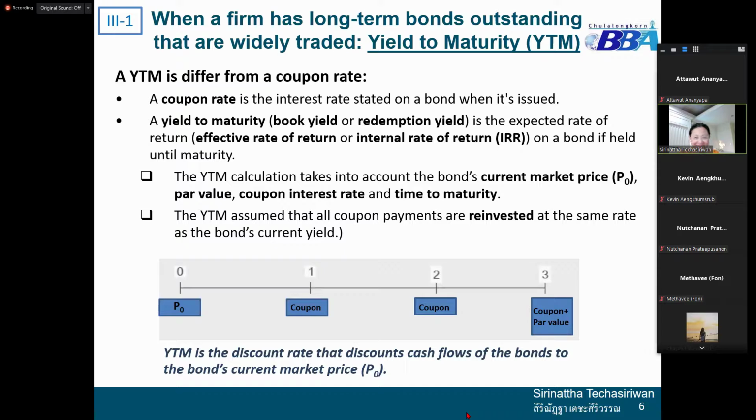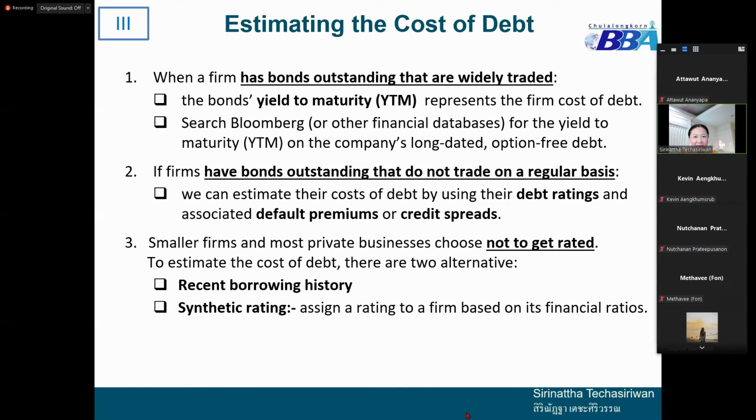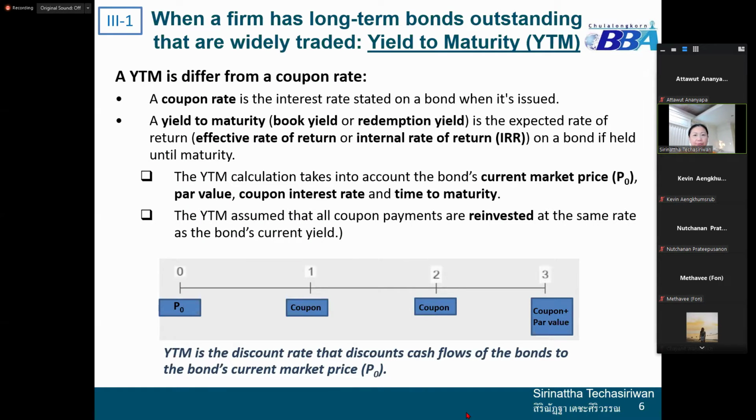And I go to details. Okay, actually I explained quite a lot here in the slide, but okay, there are more details. So the first scenario, a company with long-term bonds outstanding that are actively traded in the stock market. We use the yield to maturity to represent the cost of debt, because the yield to maturity is actually the required return that investors require from investing in that debt at that moment.